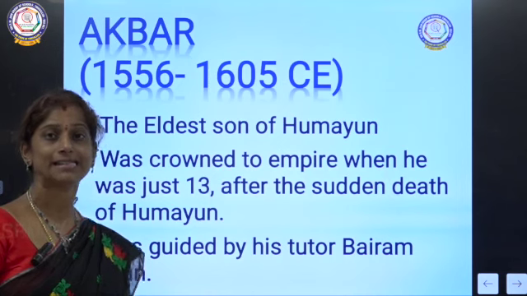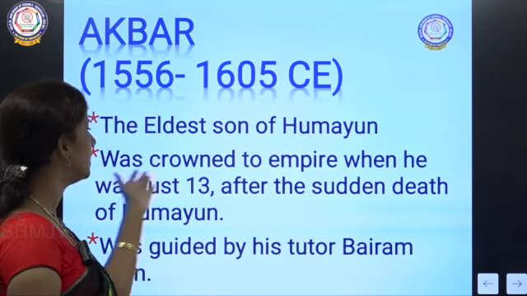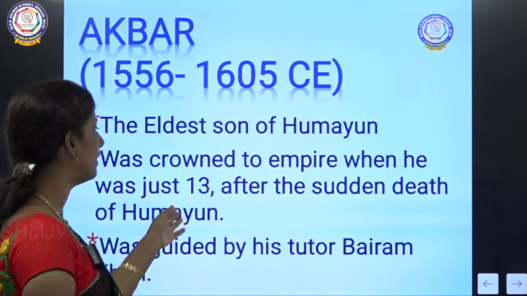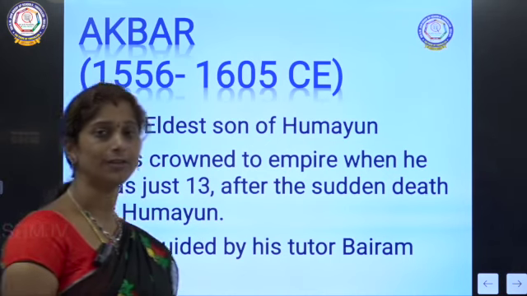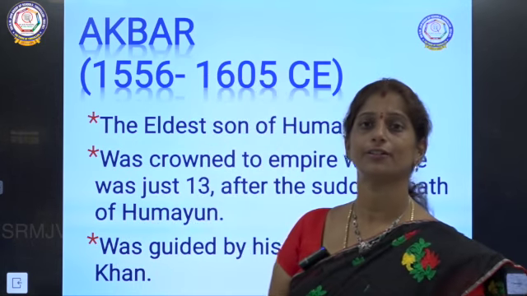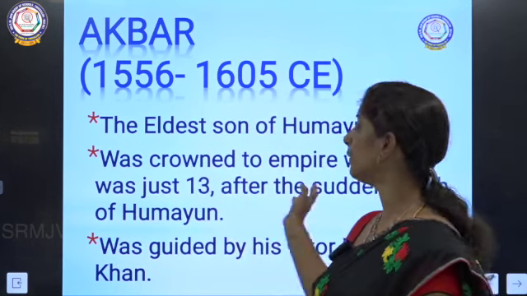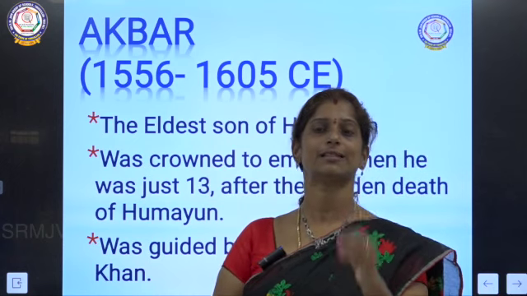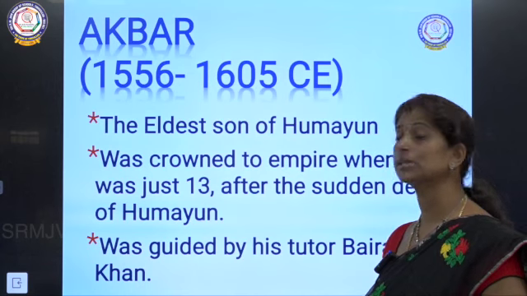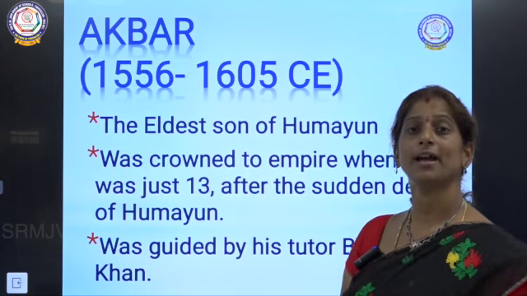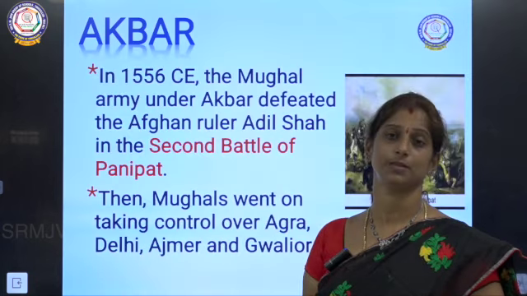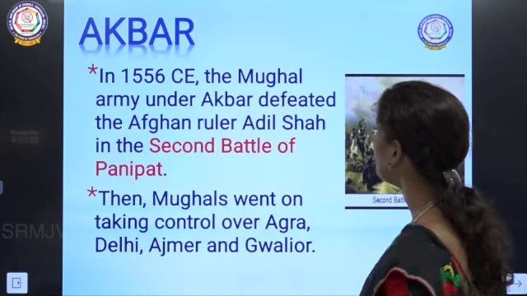He was the eldest son of Humayun, and he was crowned emperor when he was just 13 years old after the sudden death of Humayun. We have seen that Humayun died just by slipping down from the stairs of his library, right. When Akbar was 13 years, he was crowned, and he was guided by his tutor Bayram Khan. His tutor was Bayram Khan, and he helped Akbar in ruling the empire.